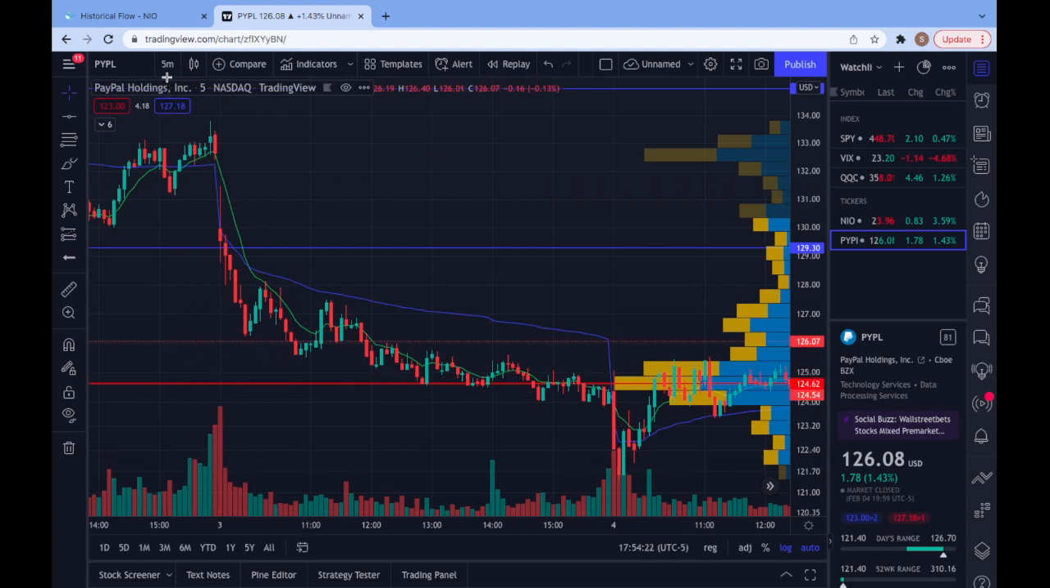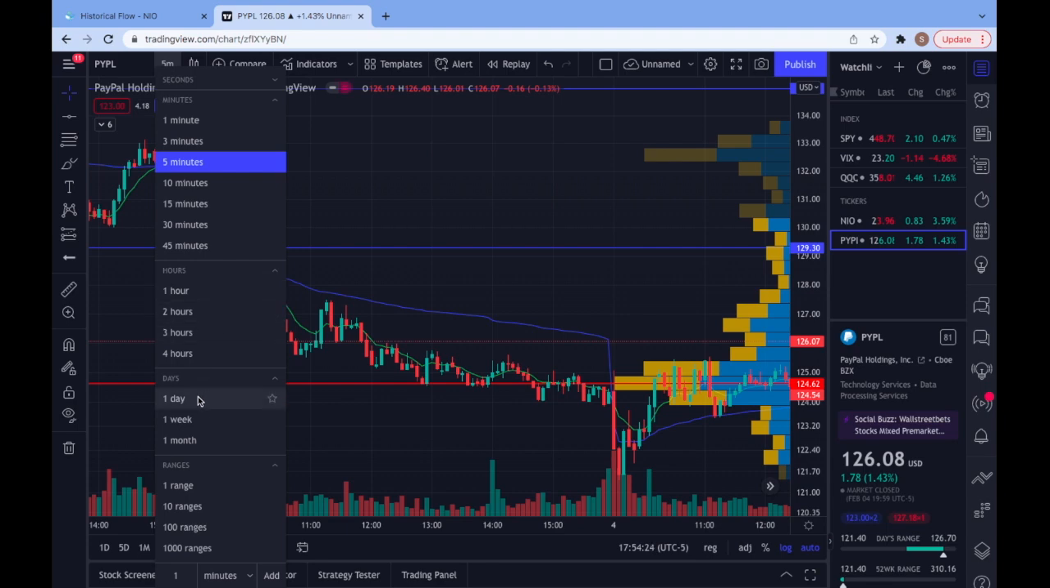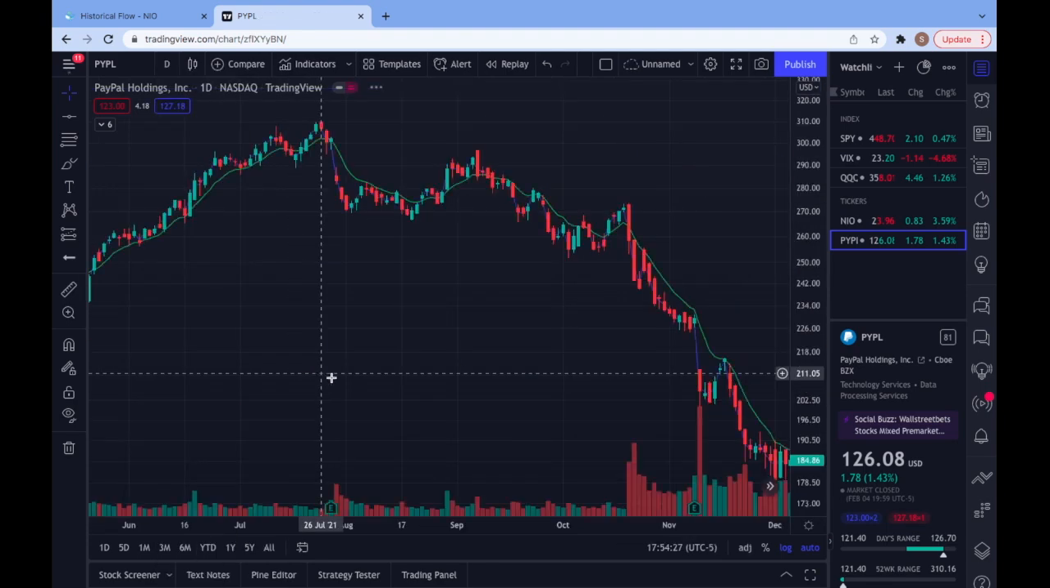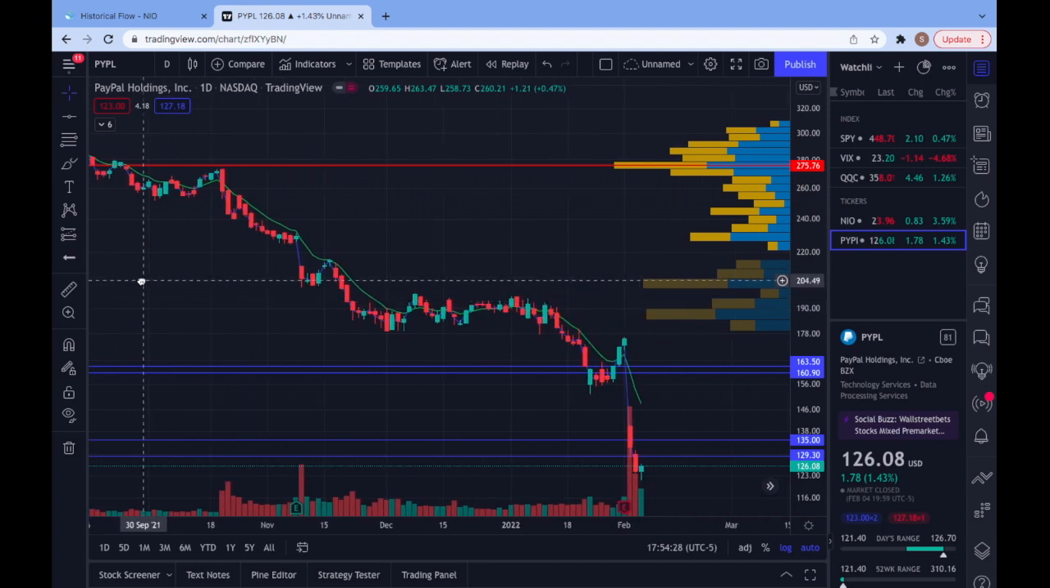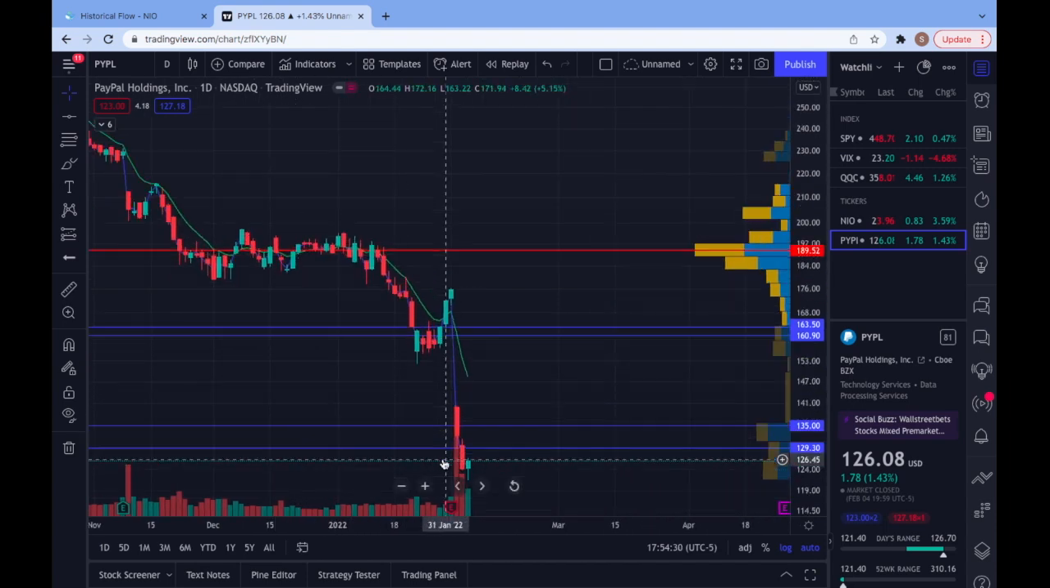One thing that I also like to keep in mind when trading those first couple, 15 or so minutes is, what is this ticker doing on the daily? What kind of trend is it in? In this case, PayPal, very beaten down. So I'm going to expect it to test that support level, that trigger, and see how it reacts there.